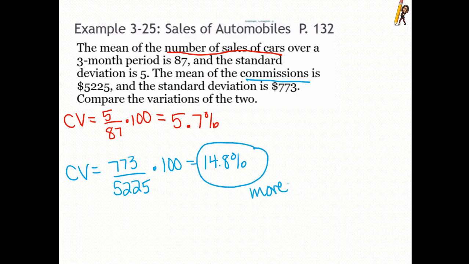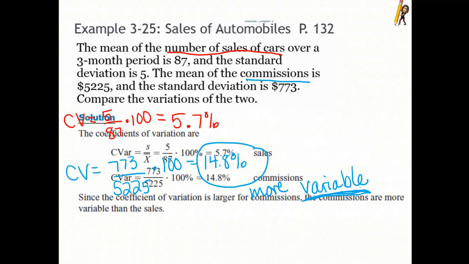More variable. So the higher the percentage between the two, that data set is more variable, or the spread is farther apart for the commissions than it is for the sales of the car. That's all they wanted us to do with the comparison.